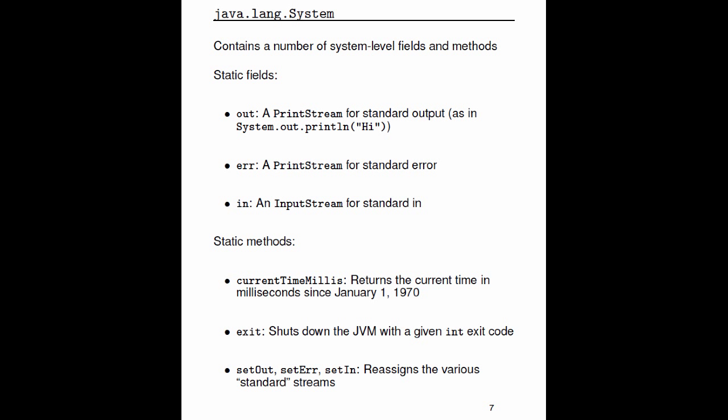System.exit will shut down the JVM with a given exit code. And we've seen this in some of the code that we looked at. And it also has some static methods for reassigning the PrintStream for standard out, standard error, and standard in. You can imagine that that's good for when you want to redirect output to a log file or something like that.